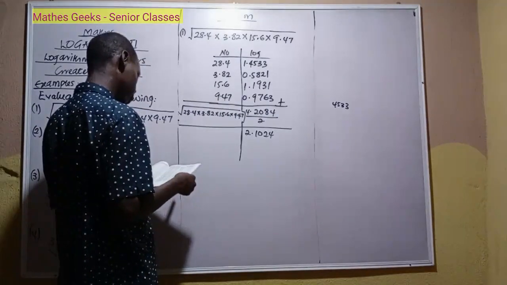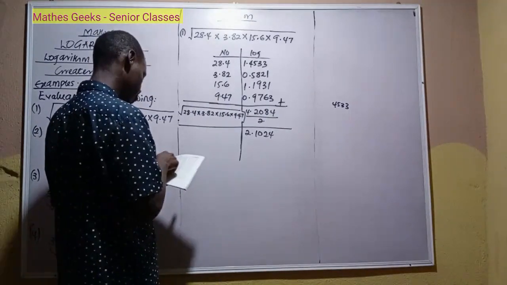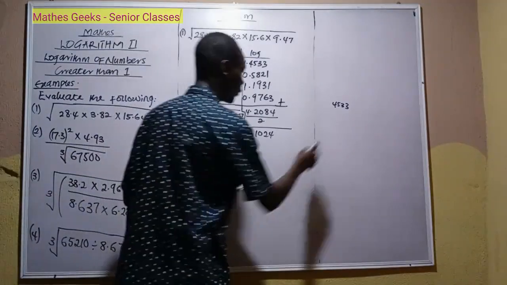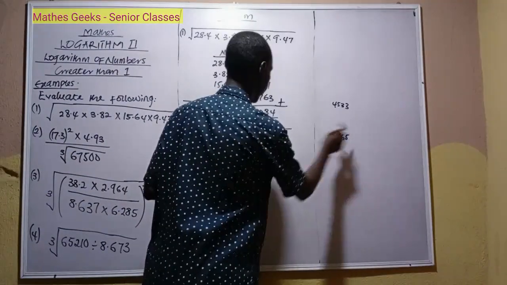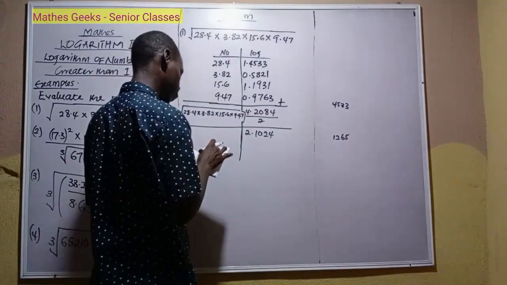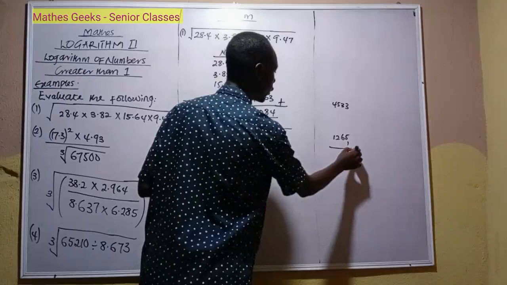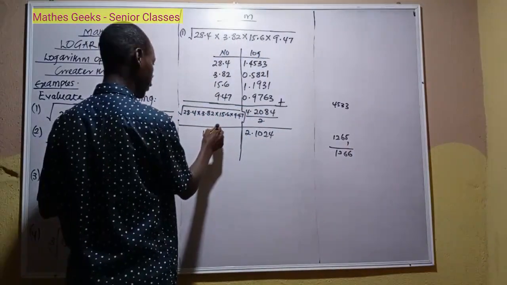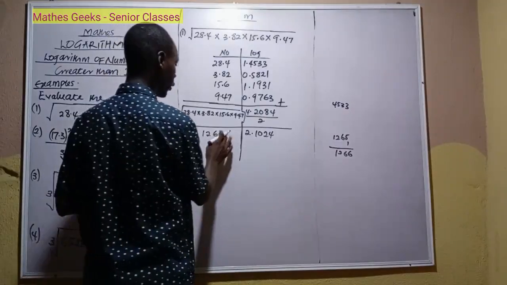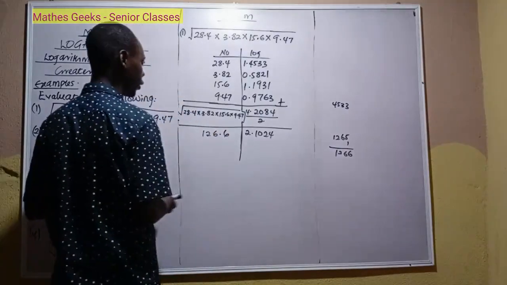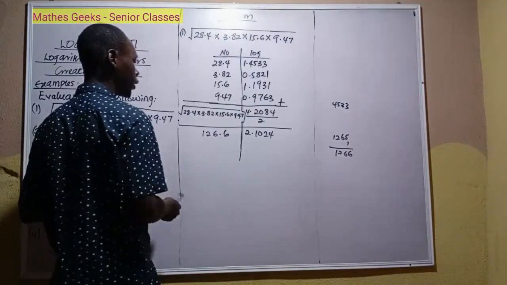So 10 under 2, 0.10 under 2, that gives us 1265. Difference 4, 10 difference 4 is 1, that's 6621. So 1266. Our decimal point will be here. So our final answer is 126.6.